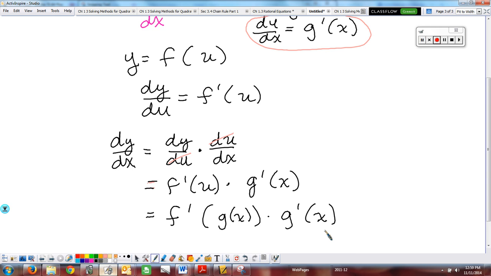And so we're basically getting the same rule by looking at it through Leibniz's notation: the derivative of the outside function times the derivative of the inside function. Okay, so that's another way to look at it.